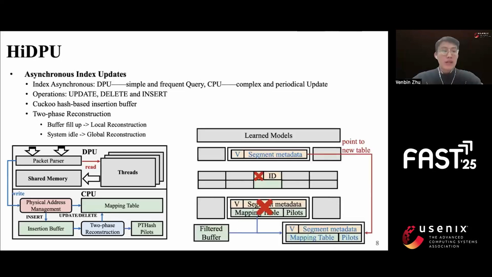When the buffer fills up, local reconstruction is triggered to rebuild the segment index. The buffer will first be divided into each segment according to the segment's first key, and each segment's reconstruction is independent of the others. The version number in the segment metadata helps to identify the expired cache entries. Note that local reconstruction doesn't require updating the learned models and won't affect queries for other segments. HiDPU will only update learned models during global reconstruction, which is invoked when the system is idle.